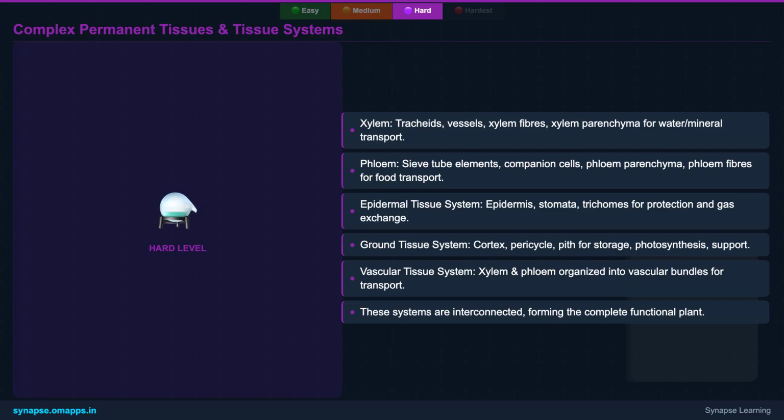the plant. These vascular tissues are organized into the vascular tissue system, which, along with the epidermal tissue system for protection and the ground tissue system for bulk functions, forms a seamlessly integrated and functional plant body. This intricate coordination ensures the plant's survival and growth.